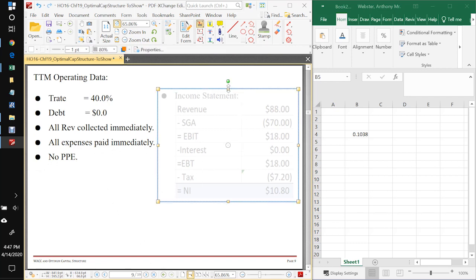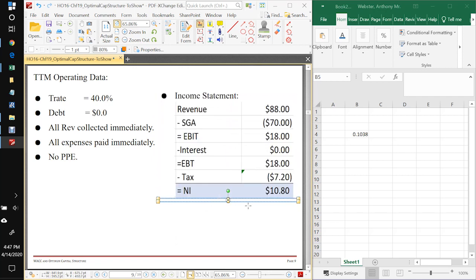All right, so now let's see how their operations have been doing. What are we going to look at? The income statement. They've got, let's say, 88 million in revenue in the past year. Let's make this annual.